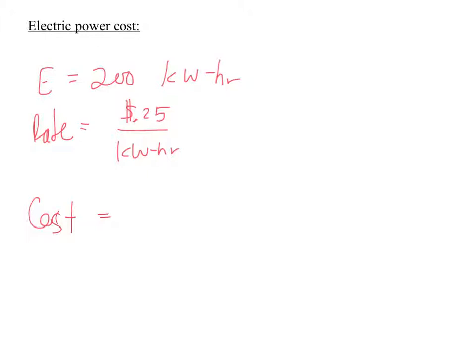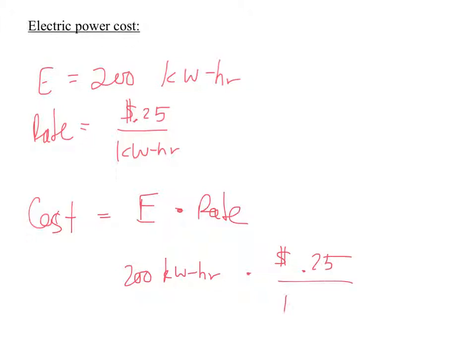Yeah, you multiply. Cost is going to equal the amount of energy used times the rate. I think I did put this on your formula sheet. Give a quick look at it and check for me, please. The amount of energy used is in kilowatt hours. The rate is in dollars per kilowatt hour, therefore giving you an answer of dollars. Kilowatt hour cancels, giving us 50, and the units of dollars are left behind.